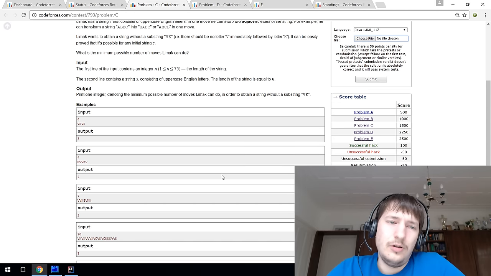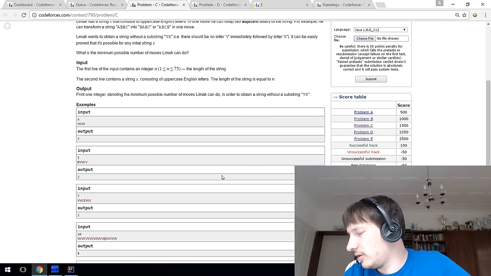So it doesn't make sense to ever swap to non-VK letters. The only thing we do is redistribute V's and K's between the blocks. So essentially we can assume all other letters are fixed. And now we have some number of V's and K's.